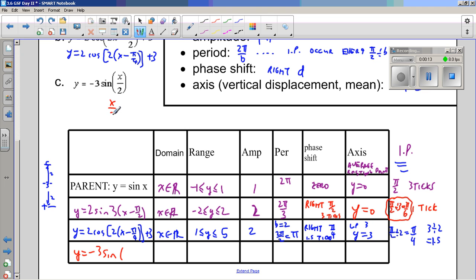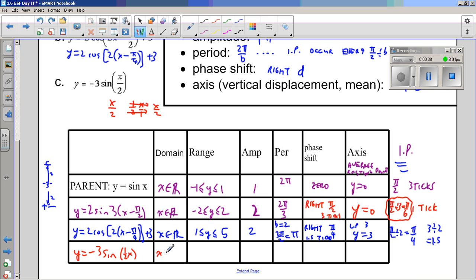X over 2 is unfamiliar, but we're used to seeing maybe a fraction out front. And remember that if I write it as a half x, if I want to put this together into one piece, I just multiply the fractions, x over 2. They're the same thing. So I'm going to write it as a half x, and that way I know what my b value is, right? My b value is a half.